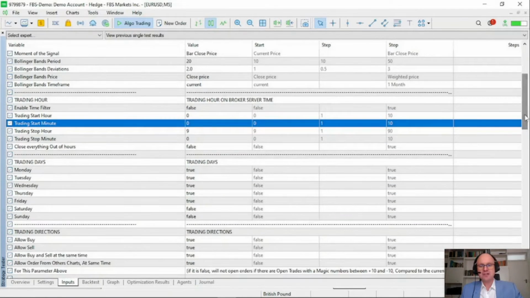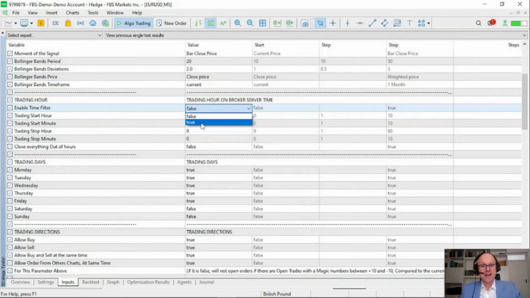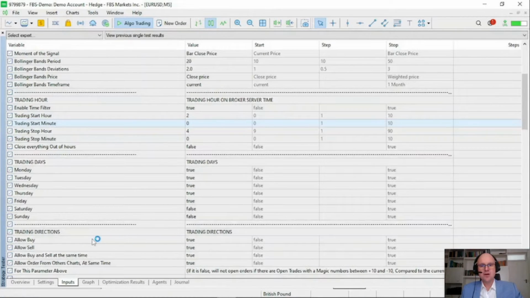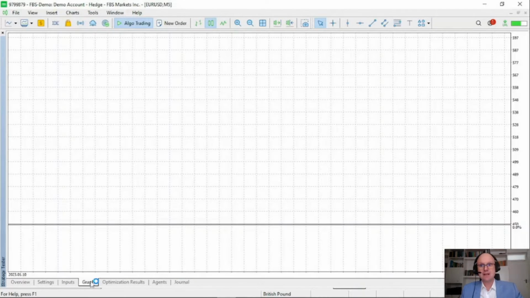However, if you change the bot to only trade during times when the market is consolidating by enabling the trading hour filter according to broker server time, you can change it to only trade from, let's say, 2 until 4 in the morning according to my GMT plus 2 times, and this could potentially help you from not being in the market when these high risk events like news events happen.